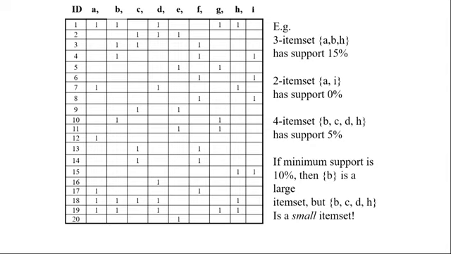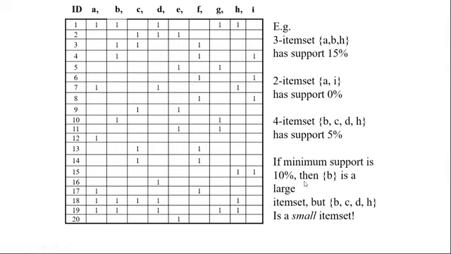So, A, B and H is a 3-item set, because 3 items are there. Its support is 3 by 20, which is 15%, right? Similarly, A comma I is a 2-item set whose support is 0%, nowhere is it occurring, and so on.